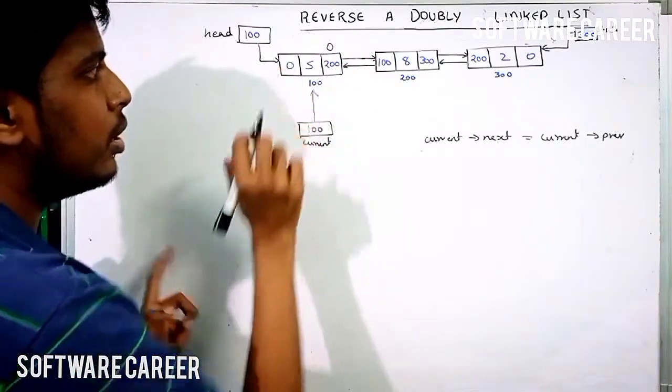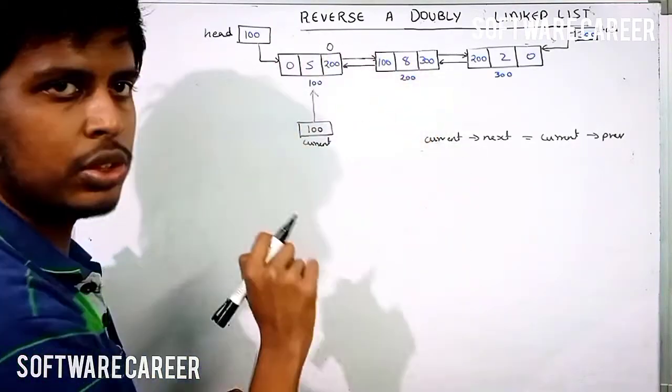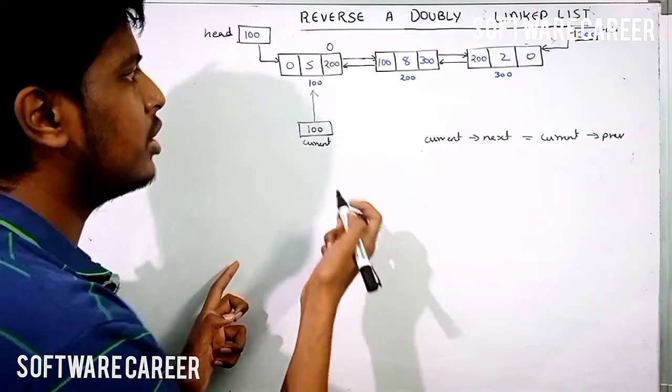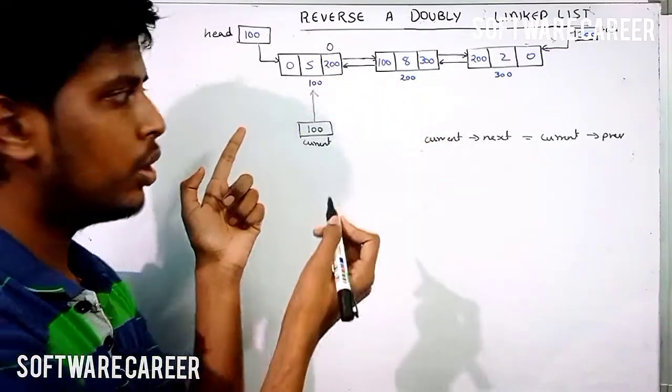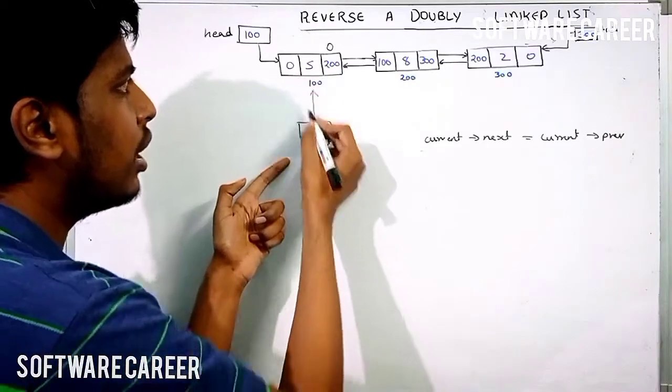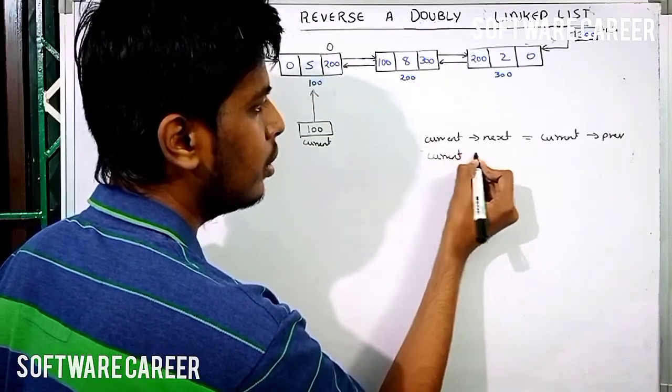Now you should update the previous pointer also. In the previous pointer you should store the address of the next node. So how can you do that? See here. In the previous pointer you should store the address of the next node. You can get the previous pointer by current previous. See here, current previous.